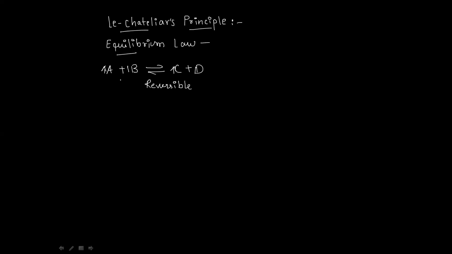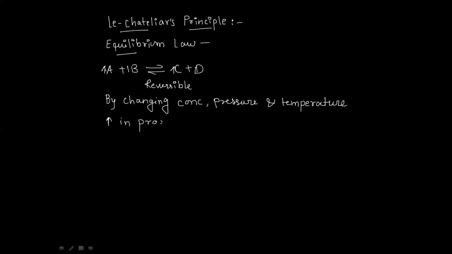So if you add anything into it, means you are changing its concentration. So how can we disturb the equilibrium? That is by changing concentration, pressure and temperature. So by changing these three, we can change the reaction's equilibrium. That is, we can disturb the equilibrium. Now, what is the use of disturbing equilibrium? By disturbing equilibrium, there will be an increase or decrease in production.